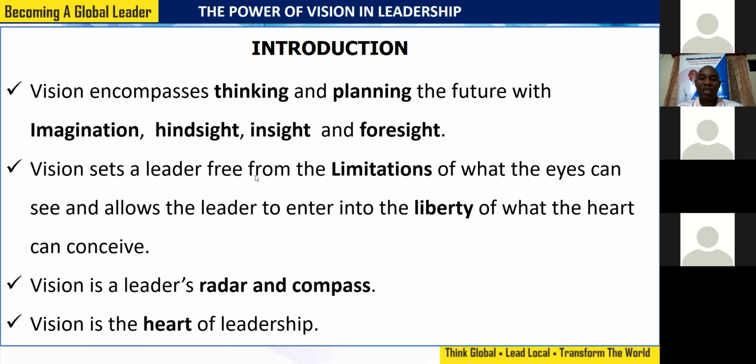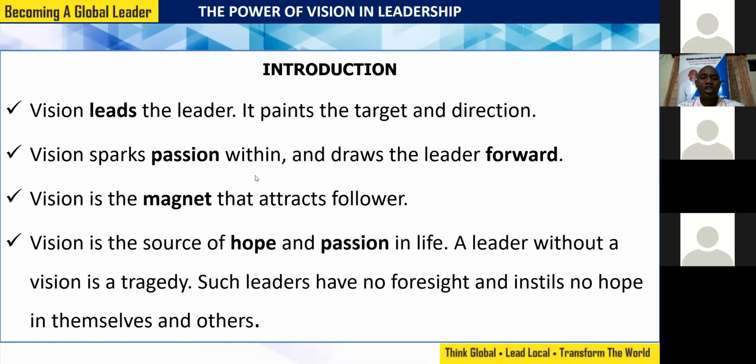Vision is the heart of leadership. Vision leads the leader, paints the target and direction. So as a leader, you initiate, craft and cast the vision. But later on, it becomes your radar and it becomes your leader. It leads the way. It guides you and paints the target and direction. It sparks passion within and draws the leader forward.